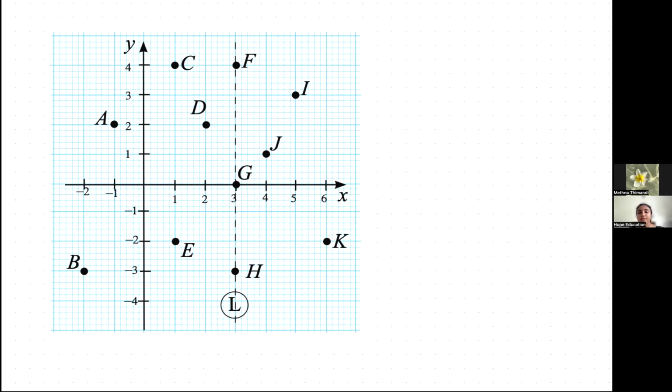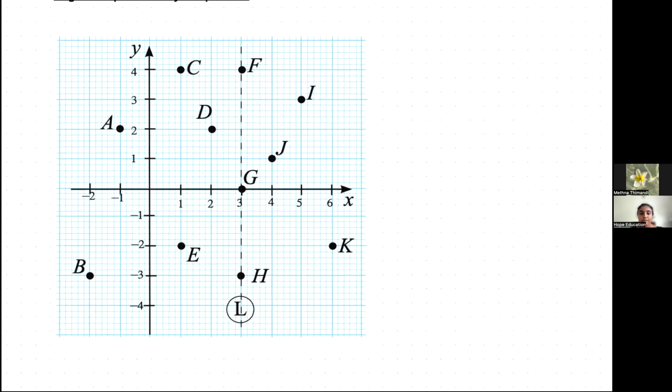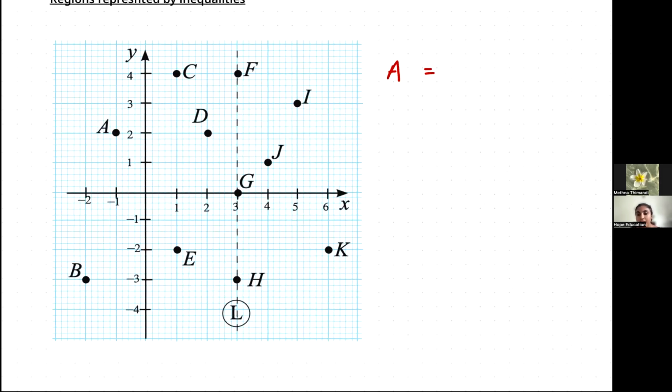Quickly write the coordinates of these points. Let me know if you're done. Done, teacher. Okay. So here, let's see the coordinates. If you take A, what are the coordinates of A? Tell me quickly the coordinates of A. 0 and 2.